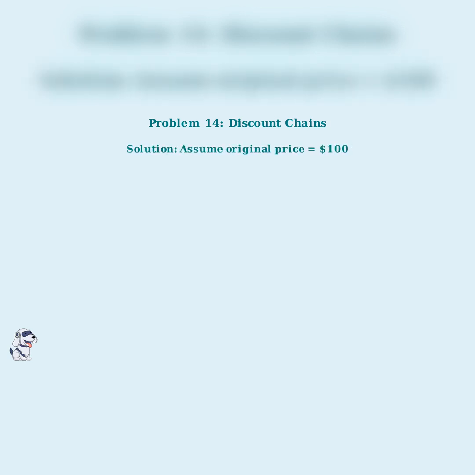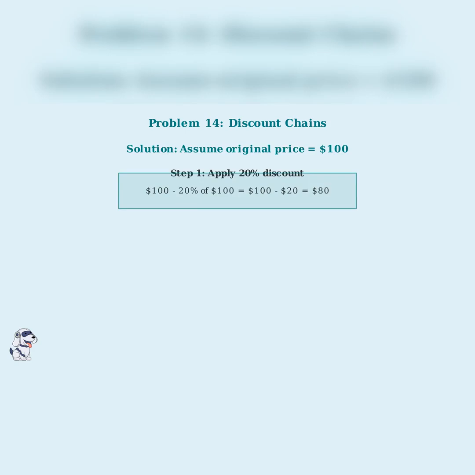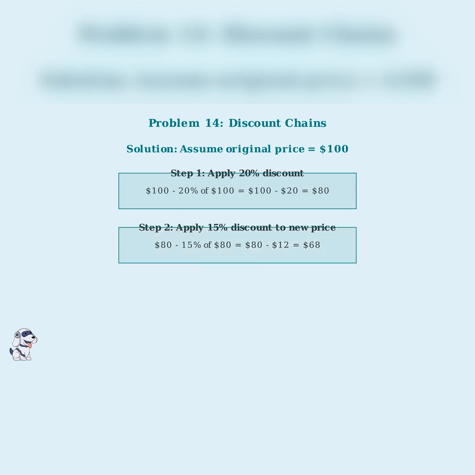We start with an original price of $100. The first discount is 20%. 20% of $100 is $20, so the new price becomes $80. Now we apply the second discount of 15%. Crucially, this 15% applies to the reduced price of $80, not the original $100. 15% of $80 is $12, giving us a final price of $68.